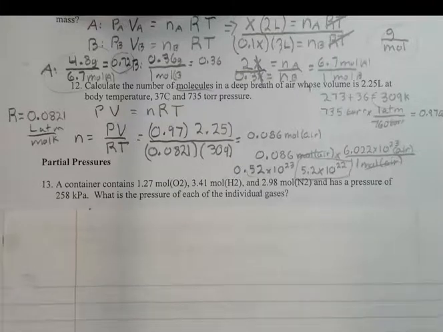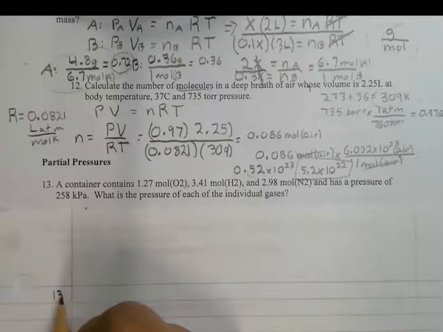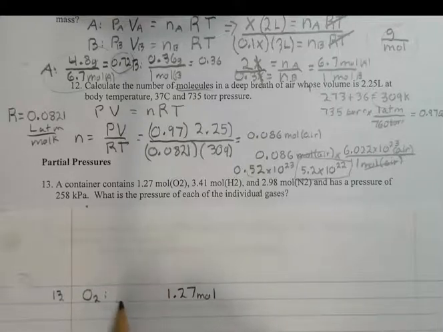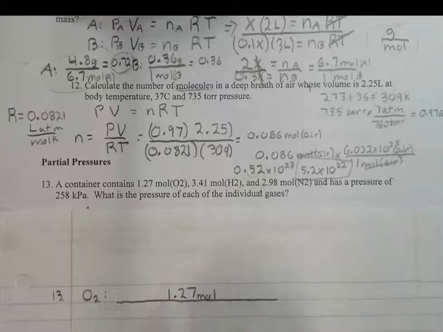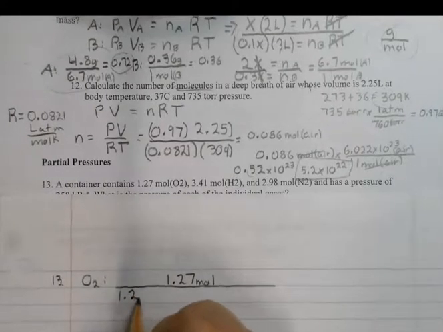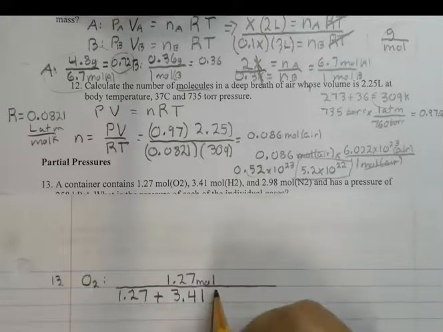So let's figure out the pressure first. Let's figure out the mole fraction first of oxygen. So for O2, this is problem 13 in your assignment. For O2, we have 1.27 moles over the total of all of the moles combined. So that's going to be 1.27 plus 3.41. In other words, it's the total moles of all of the gases combined, plus 2.98.